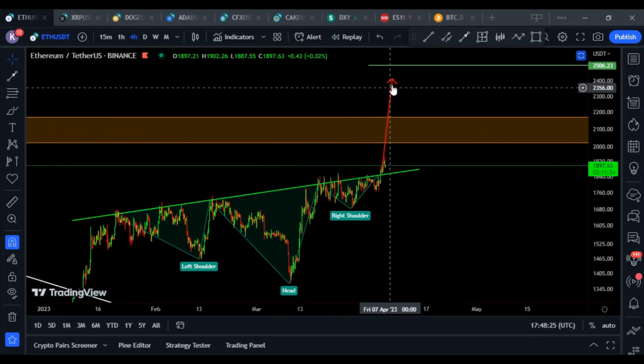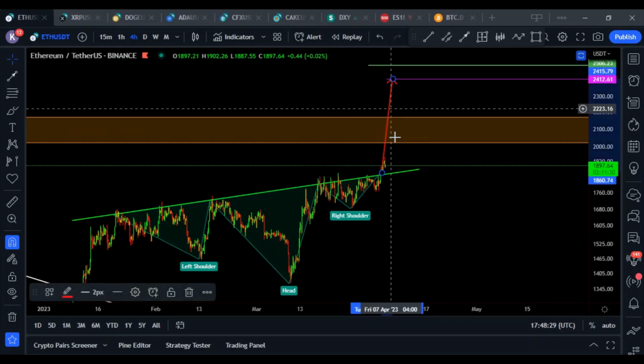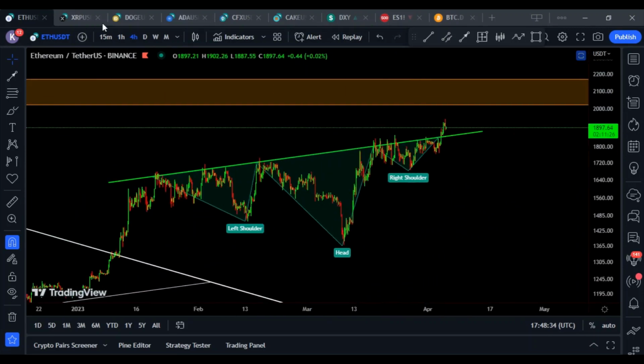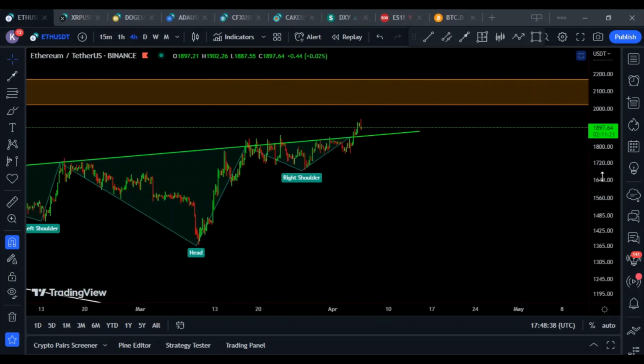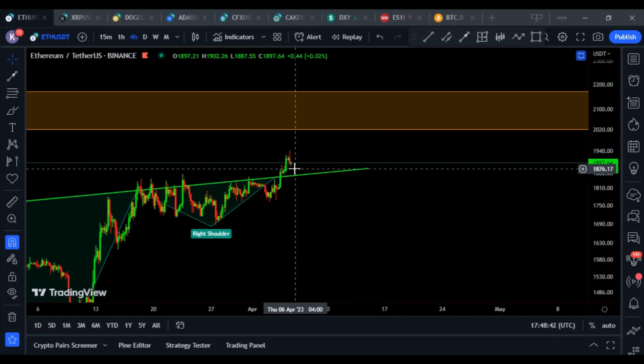So that would be the technical. But let's mark this one here. So that would be our technical breakout target. And now we're seeing Ethereum on the 4-hourly time frame, and I have this orange box, and the price did react around this area. If you see the swing here, we came back down.